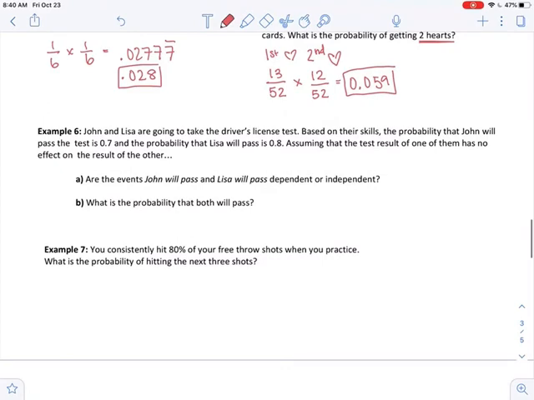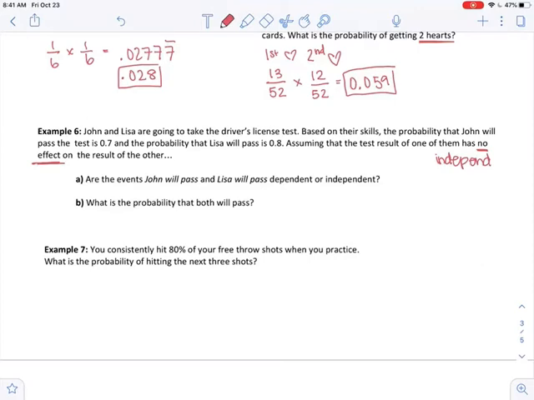John and Lisa are going to take the driver's license test. Based on their skills, the probability that John will pass the test is 0.7, and the probability that Lisa will pass the test is 0.8. Assuming the test result of one of them has no effect on the other, so these are independent events, okay? They don't depend on each other.